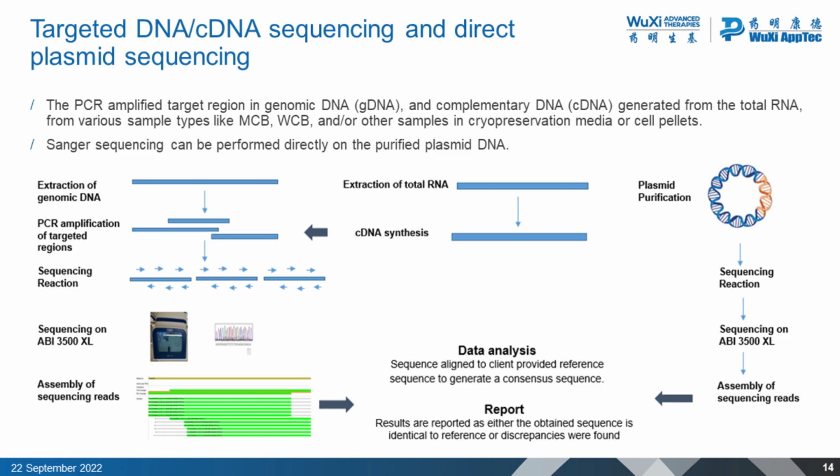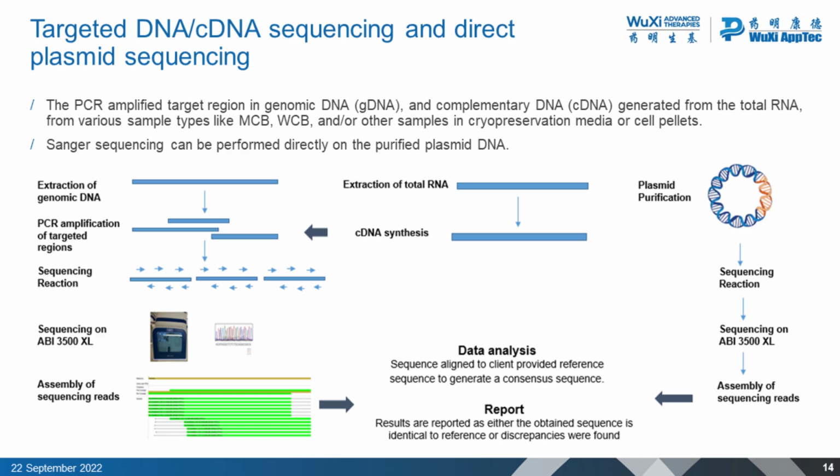The sequencing reaction is performed in a single tube. The sequencing is performed on the ABI using the samples that were obtained, and then the chromatogram is generated by the sequencer, and the reads are aligned in a reference match manner. The data analysis is performed on our proprietary pipeline, and the results are shared with the client as to whether the obtained sequence is identical to the reference or if any discrepancies were found.